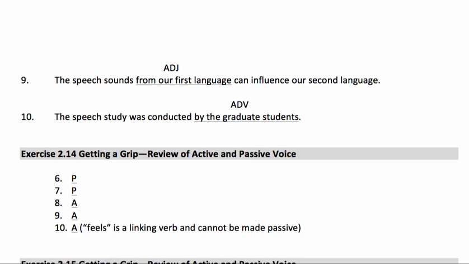Number 8 is active. We have the main verb has. There is no be verb. There is no participle. Number 9 is also active. There is no be verb. Number 10, also active. There is no be verb.